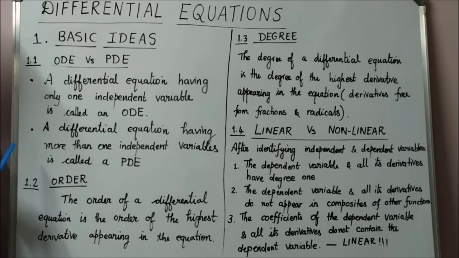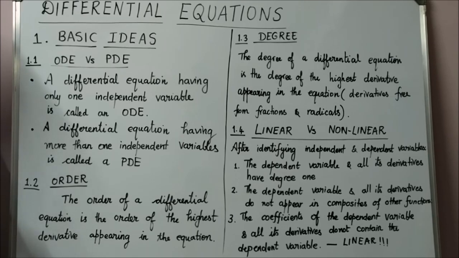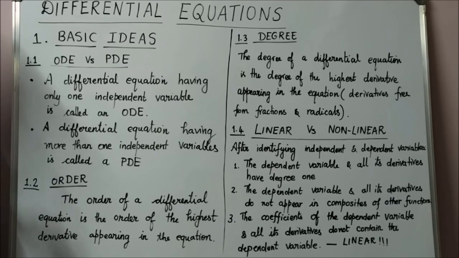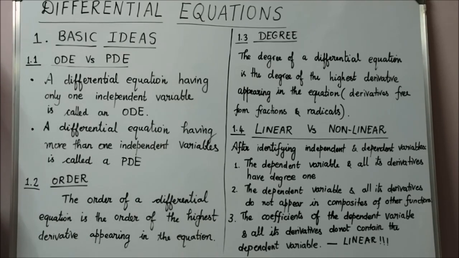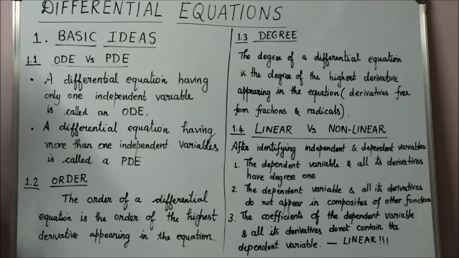Now, how to identify the dependent variables and independent variables? Usually, the variables that appear in the denominator of the derivatives are independent, and the variables that are in the numerator of the derivatives, those are dependent variables. This is just a small identification, but not the basic definition of dependent and independent variables. So just quickly to identify what are the dependent and the independent variables.